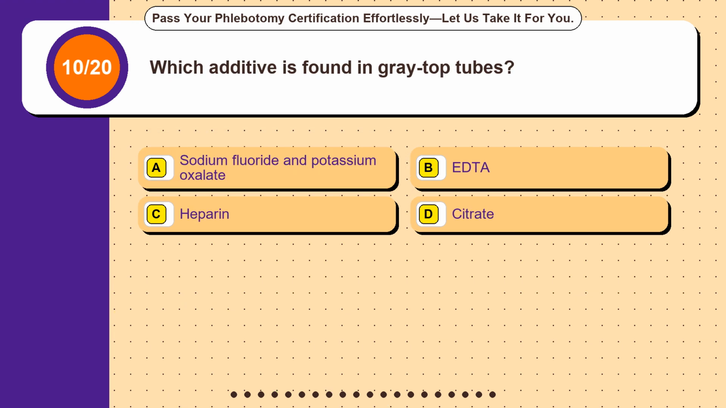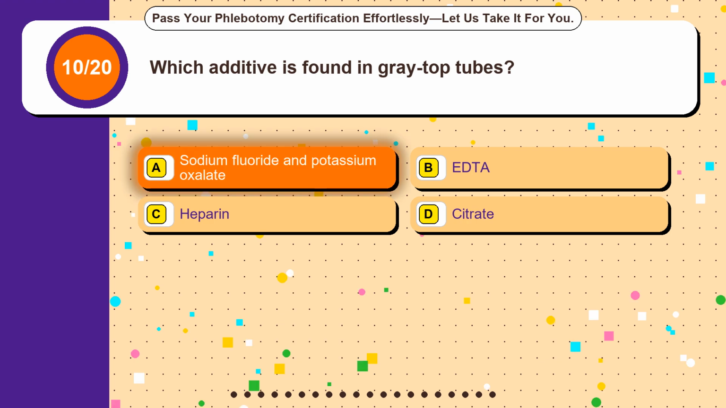Question 10. Which additive is found in grey top tubes? Option A, sodium fluoride and potassium oxalate. Option B, EDTA. Option C, heparin. Option D, citrate. The correct answer is option A, sodium fluoride and potassium oxalate.